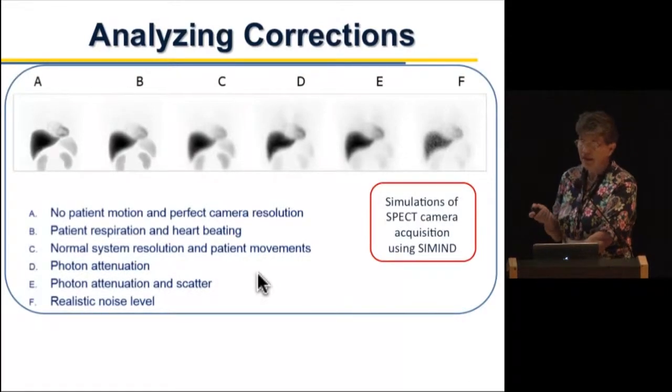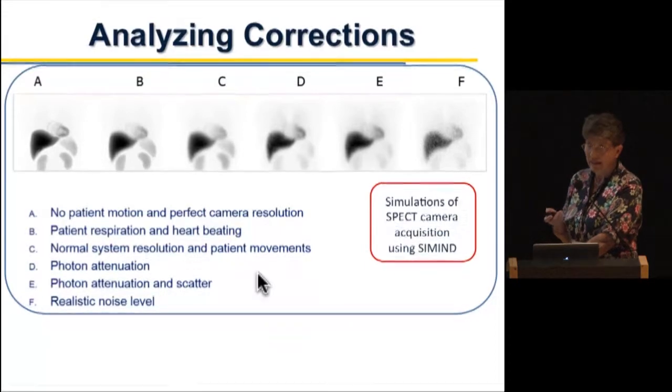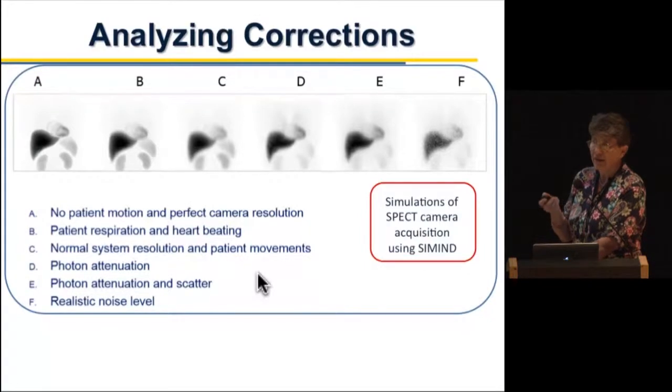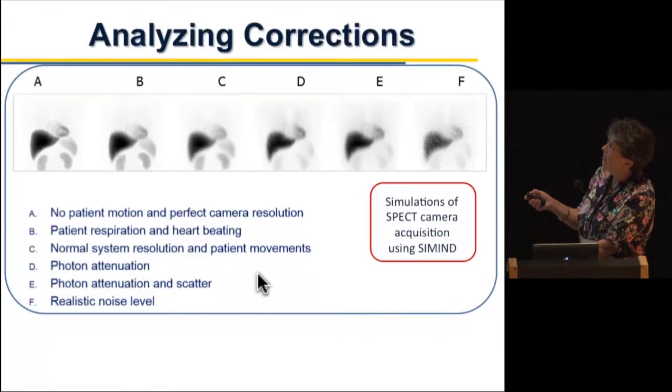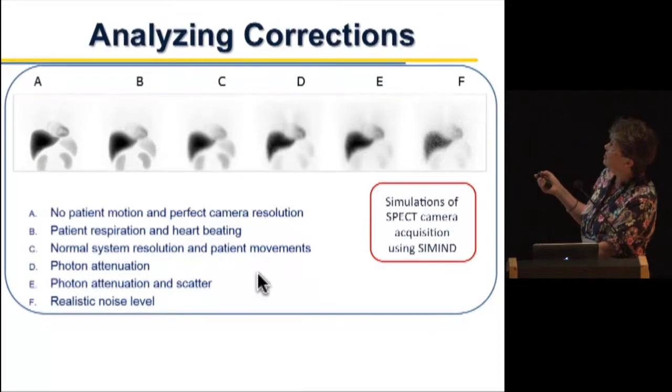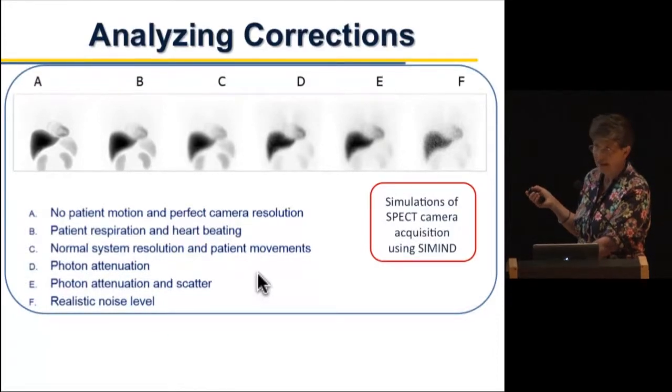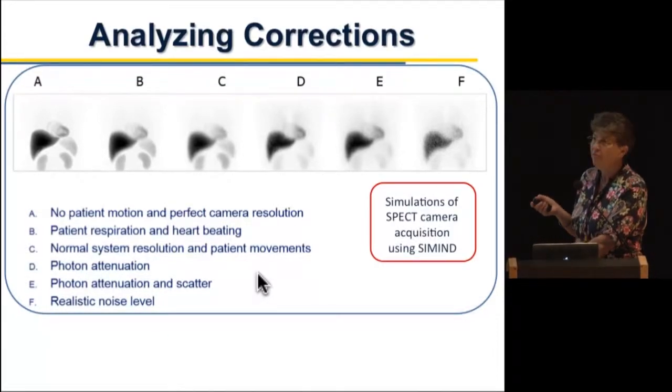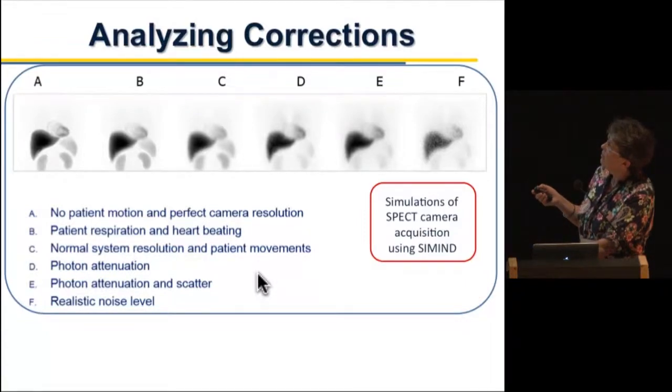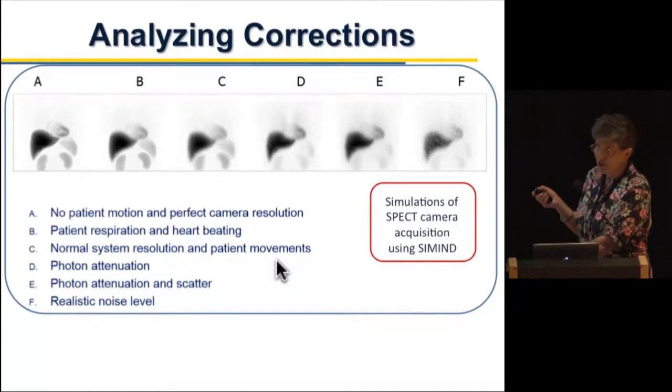Well, I said that we need to simulate to understand how the data are acquired and which physical effects contribute to our image and which destroy the accuracy of our image. So this is a model of the patient. You have a heart, liver, kidneys, spleen. And now if you add, using Monte Carlo, this was modeled with SIMIND, another program specifically for SPECT, respiration and heart beating, the image becomes blurry. Then you add resolution and potential patient movement.